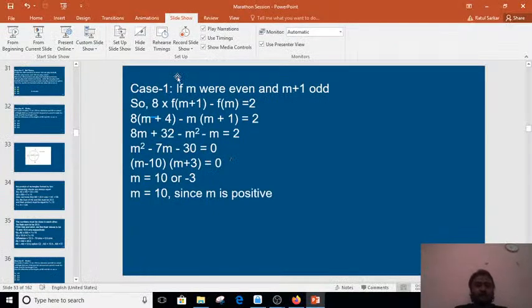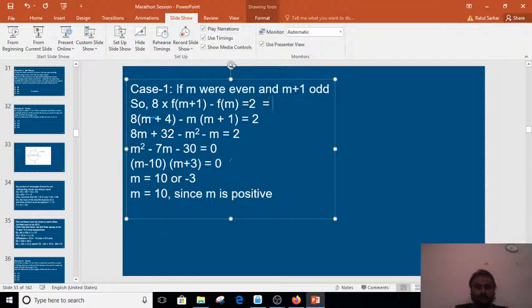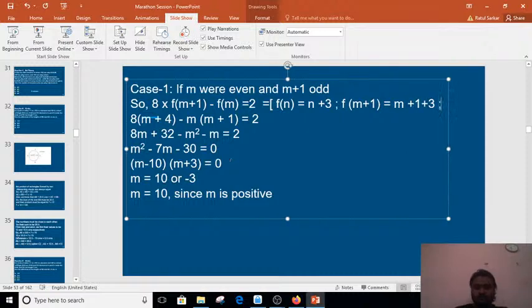Okay, if you guys are having confusion, let me solve it for you. See, f of n was n plus 3, right? Now what happens? Now it becomes f of m plus 1. So this becomes m plus 1 plus 3, which is equal to m plus 4. So now you got it guys, how I'm getting this m plus 4.